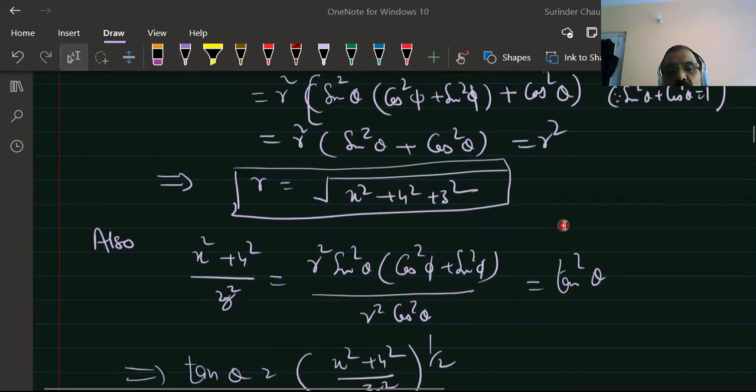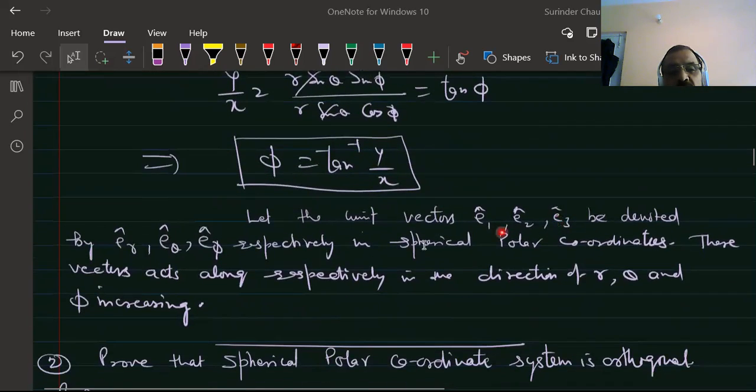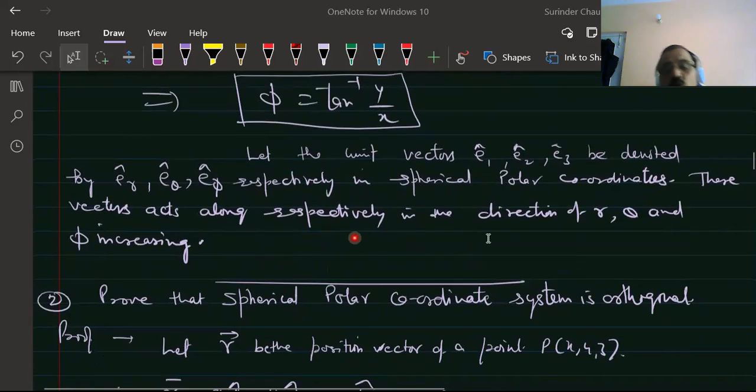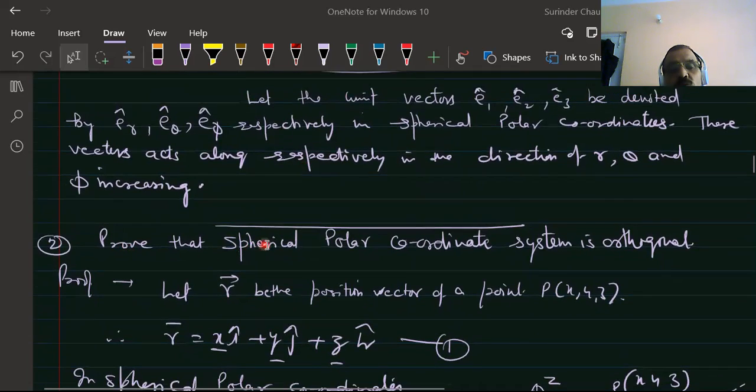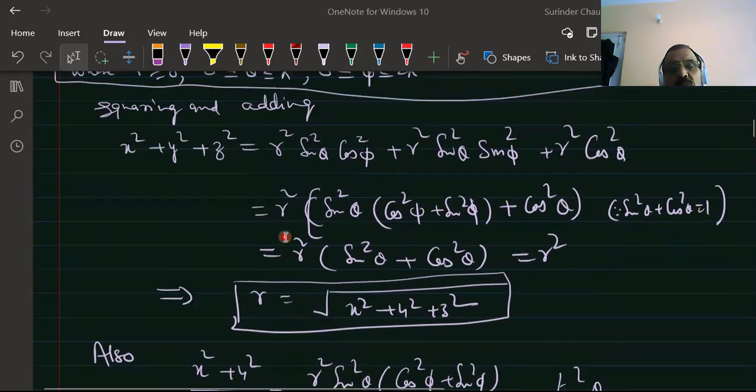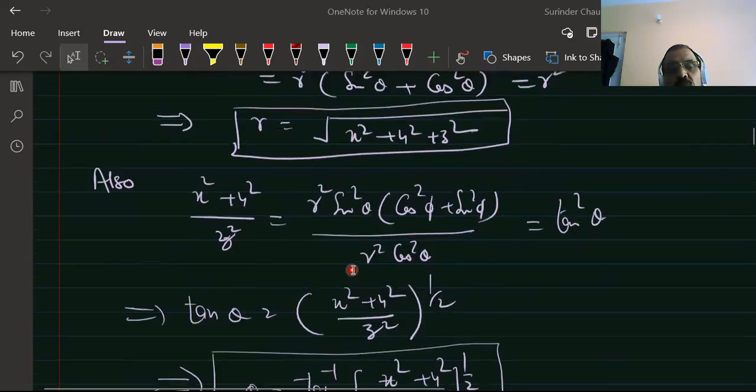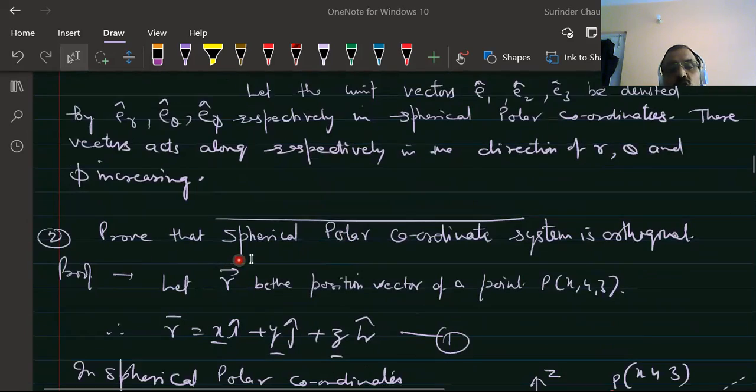Now let's find the relation between these spherical unit vectors and the Cartesian unit vectors. We then calculate and prove that the spherical coordinate system is orthogonal.